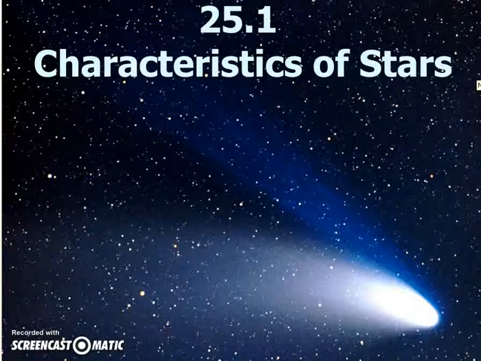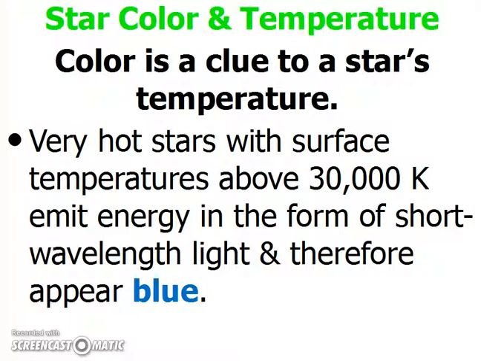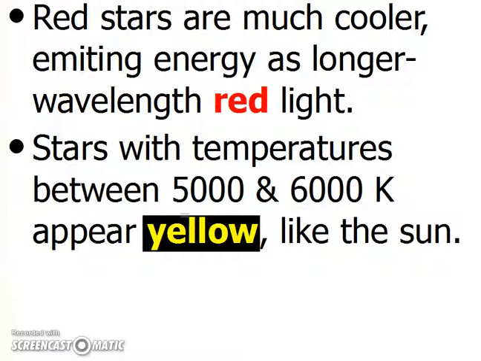Chapter 25, section 1, characteristics of stars. We've talked about stars a little bit already. Star color and temperature. A color is a clue to how hot or how cold a star is. Very hot stars with surface temperatures that are above 30,000 Kelvin are emitting energy in the form of short waves. So they are going to appear blue because blue has a very short wavelength if we look at the electromagnetic spectrum for light. And we talked about that already. Red stars are a lot cooler because they are emitting energy in longer wavelengths. So they appear red.